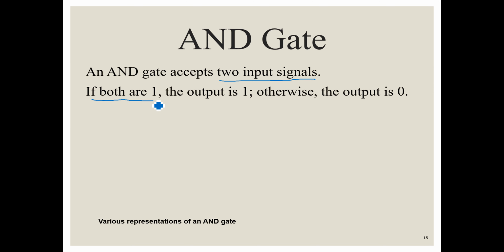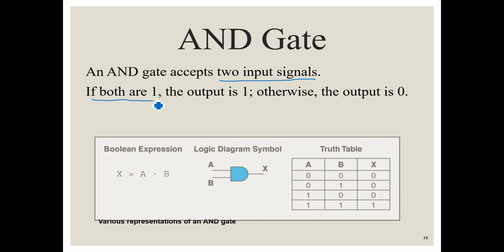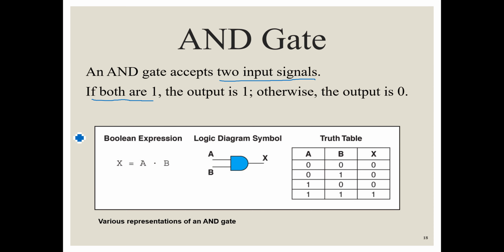Let us now see the Boolean expression, truth table, and logic diagram. The Boolean expression of your AND gate is X equal to A dot B. It's a multiplication symbol between A and B. It means it's simply a Boolean multiplication. You can see now X equal to A dot B. This is the symbol of an AND gate. It has two inputs A and B, and the output is X.